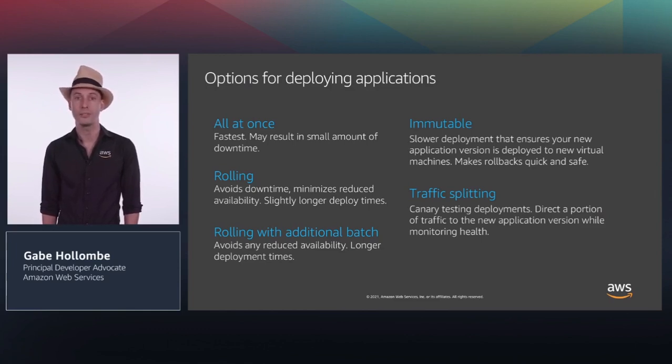Or you could elect for a much slower immutable deployment option that spins up new virtual machines for each deployment. While taking more time to roll out, this approach has the advantage of making rollbacks quick and safe, since the machines hosting the previous version of your app were not touched at all during the deployment of the new version.